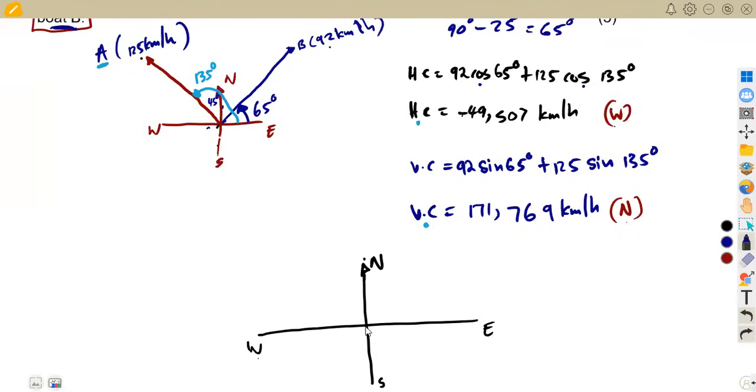So remember, from our triangles, in this quadrant our triangle is going to be like this. This is where we are going to have our quadrant, where the horizontal is a negative 49.507 kilometers per hour. The vertical being positive, this is our vertical here of 171.769 kilometers per hour. And this will be our direction theta.